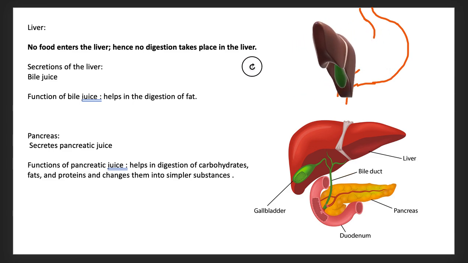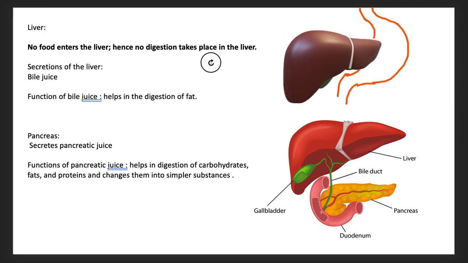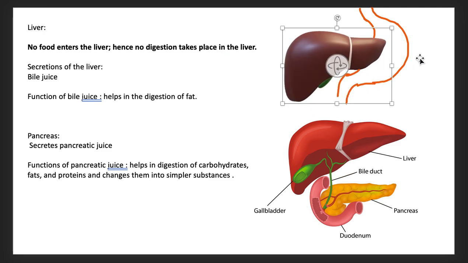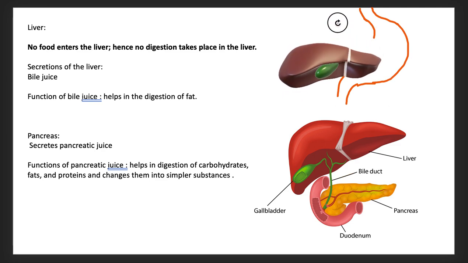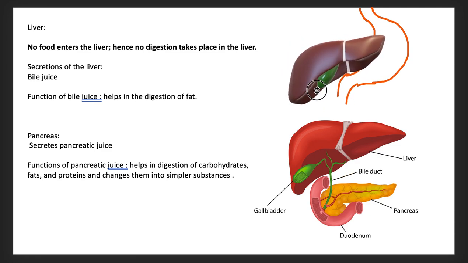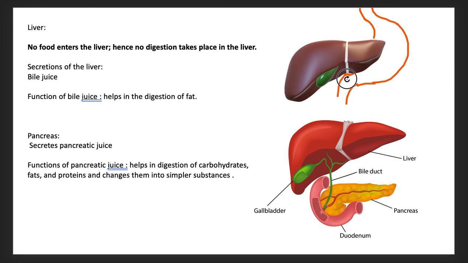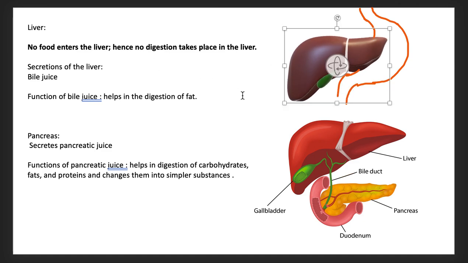So this is what the liver looks like. If you're wondering what this green thing is, that's the gallbladder. So this is your gallbladder. That also has a function. So let's get to that now. The liver again helps in its own way. It secretes certain juices which the body can use for digestion.